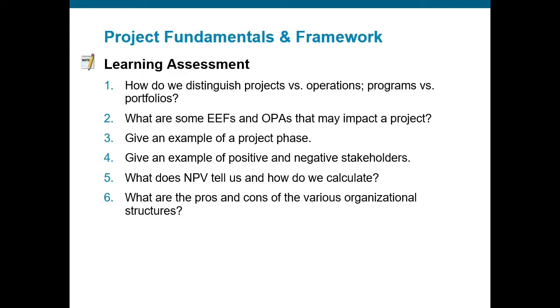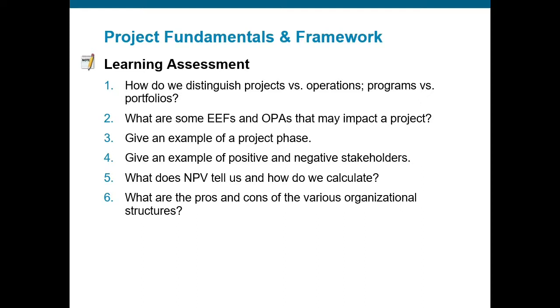Give an example of a project phase. We saw 4 examples earlier, and that was the feasibility, development, construction, and deployment. Give an example of positive and negative stakeholders. Business leaders that can see an economic benefit from an industrial expansion project could be positive stakeholders, while homeowners near that expansion project may lose their property or their property values may go down, which would make them a negative stakeholder.